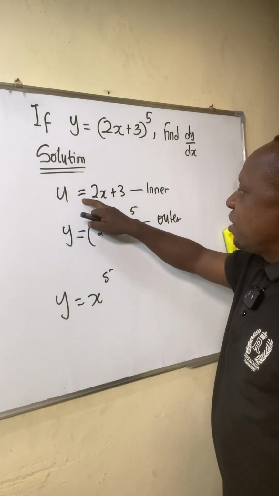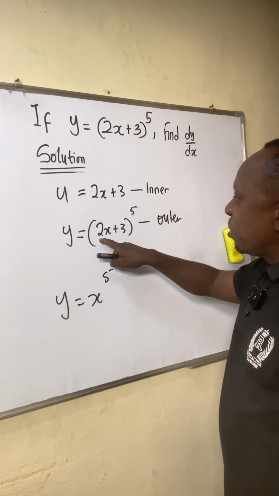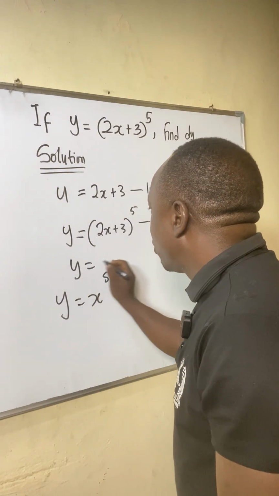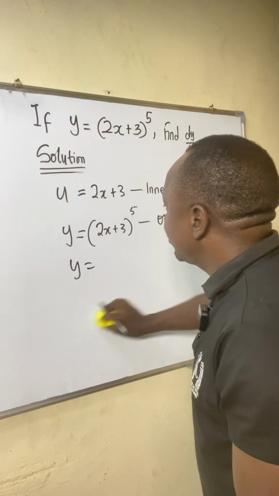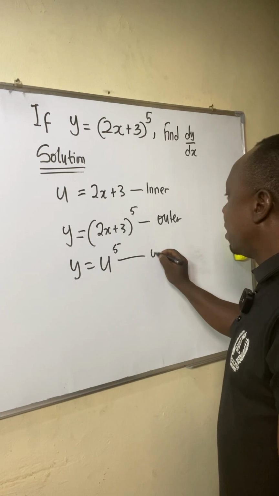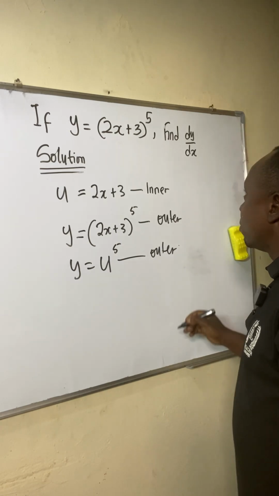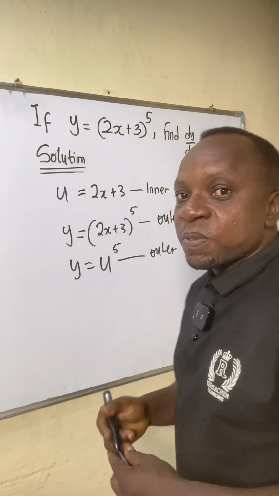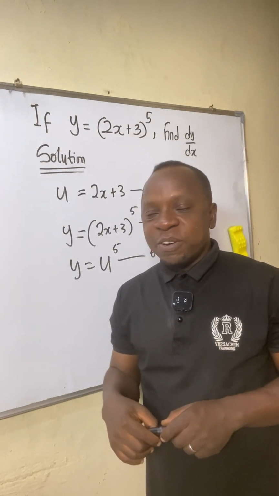Now, if u is equal to 2x plus 3, we're going to replace 2x plus 3 with u so that y will be equal to u raised to power 5. This is also the same as our outer function. To find the derivative of this composite function, we're going to be using the chain rule.